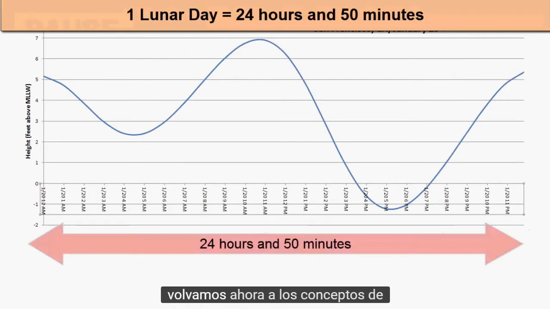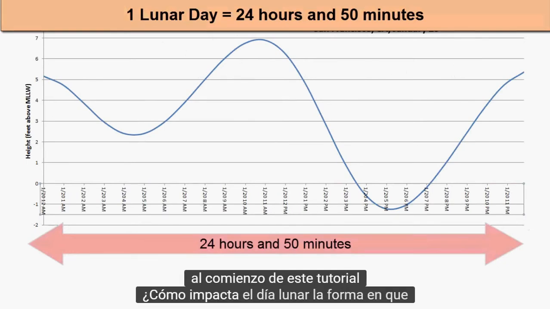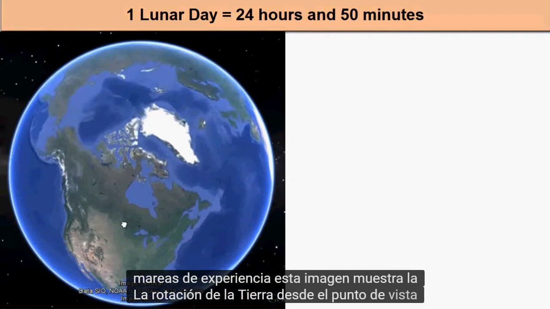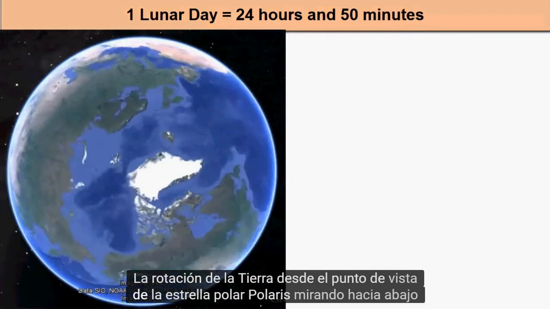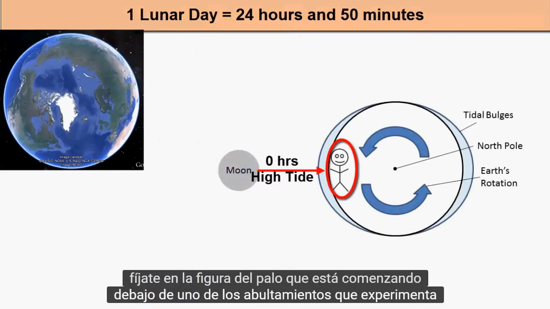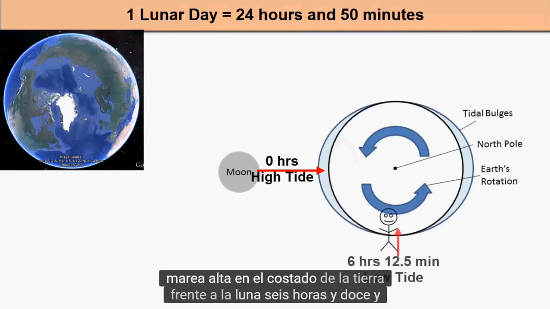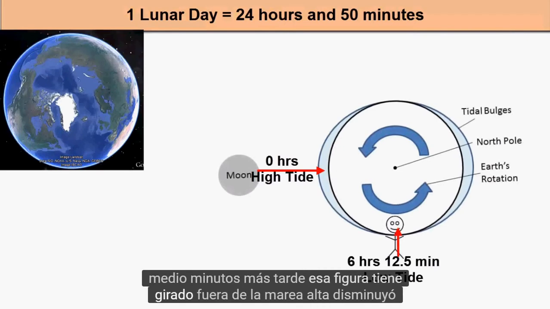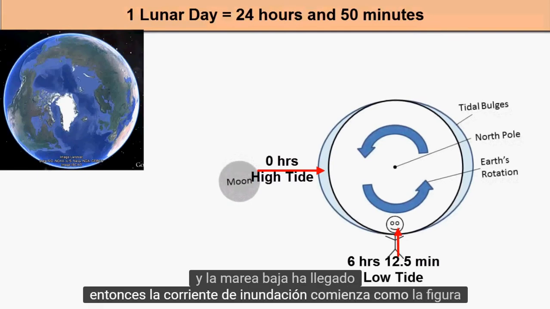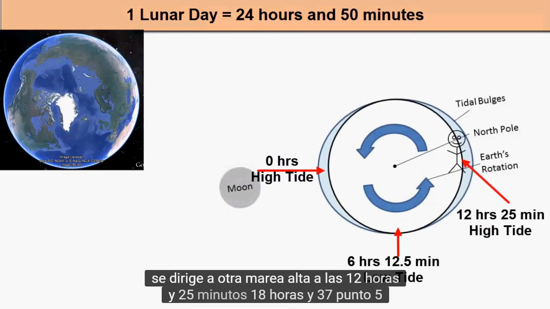Let's return now to the concepts of tidal period and lunar day as discussed at the start of this tutorial. How does lunar day impact the way we experience tides? This picture shows the Earth's rotation from the point of view of the North Star, Polaris, looking down. Notice the stick figure that is starting under one of the bulges, experiencing high tide on the side of the Earth facing the Moon. 6 hours and 12.5 minutes later, that figure has rotated out of the high tide. Ebb current has removed water from the land and low tide has arrived. Then flood current starts as the figure heads into another high tide at 12 hours and 25 minutes.